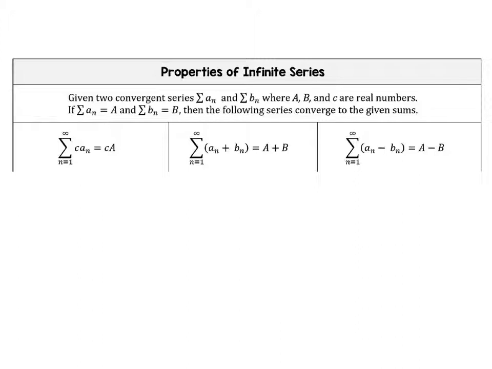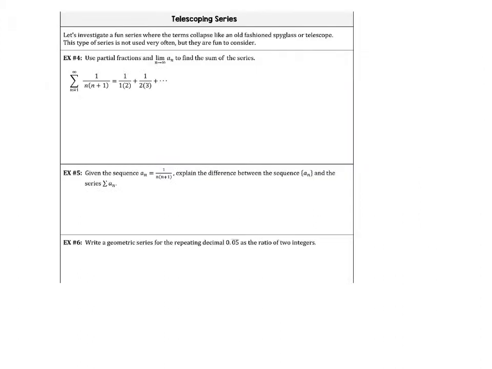Okay, some different facts about series. Given two convergent series, where A and B and C are real numbers, and notice what else it tells us. If the sum of this series is A and the sum of this series is B, then the series converge to the given sums. And notice all of the different manipulations we can do with those.